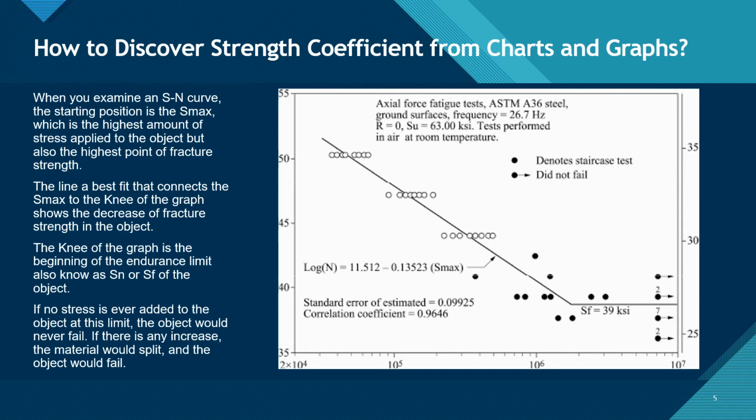The knee of the graph is the beginning of the endurance limit, also known as the Sn or Sf, depending on the graph used, of the object, which is the little corner of the graph. If no stress is ever added to the object at this limit, the object would never fail. But if there is any increase at all, the material will split and the object will ultimately fail.